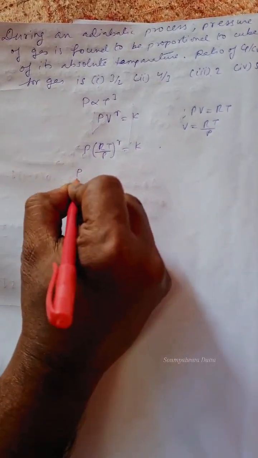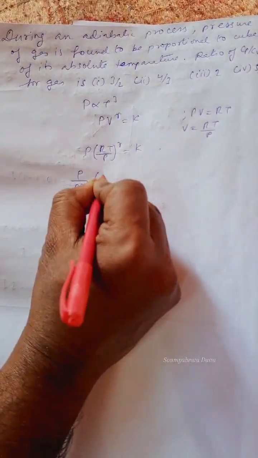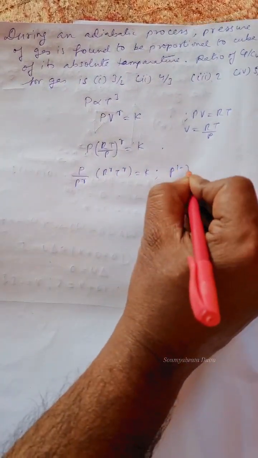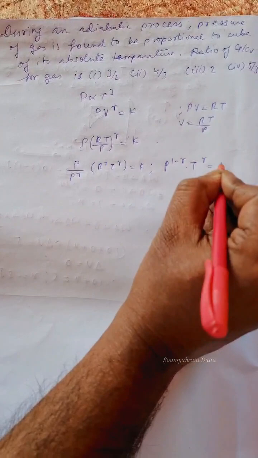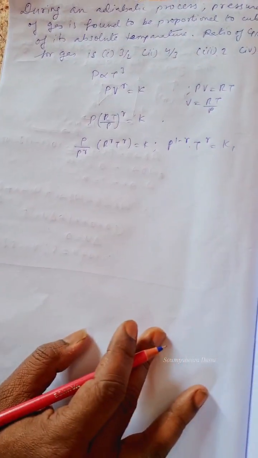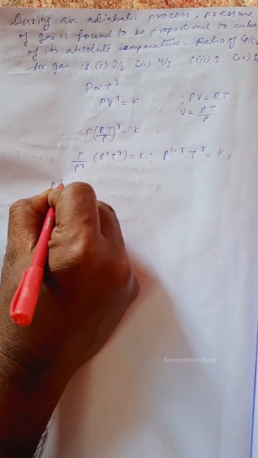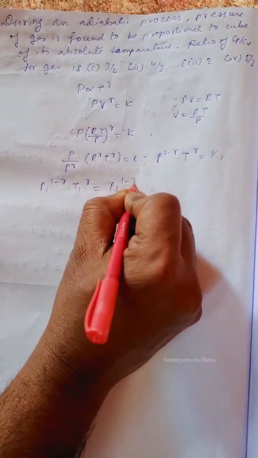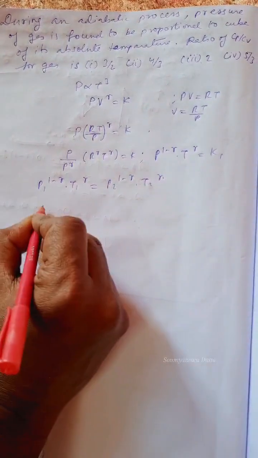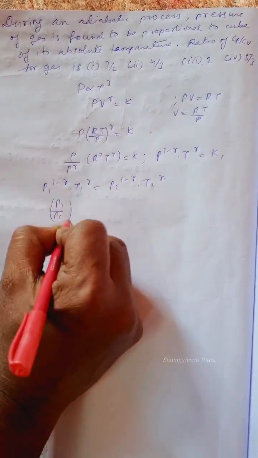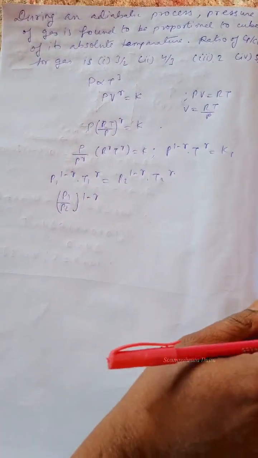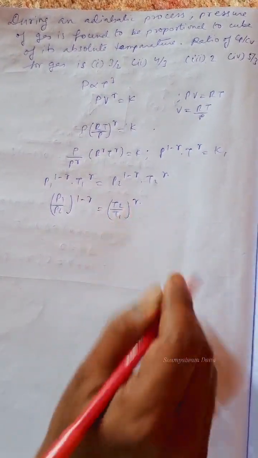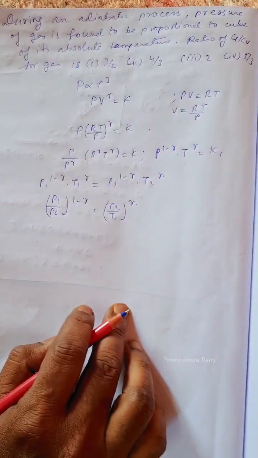So P into RT by P to the power gamma equals constant. What we are getting is P to the power 1 minus gamma into R to the power gamma, T to the power gamma equals K. So P to the power 1 minus gamma into T to the power gamma equals constant K1. Here we can write P1 to the power 1 minus gamma into T1 to the power gamma equals P2 to the power 1 minus gamma into T2 to the power gamma. So P1 by P2 to the power 1 minus gamma equals T2 by T1 to the power gamma, where gamma is Cp by Cv.